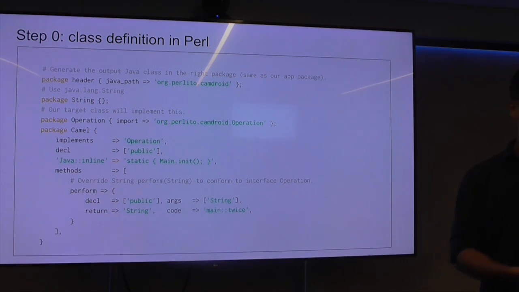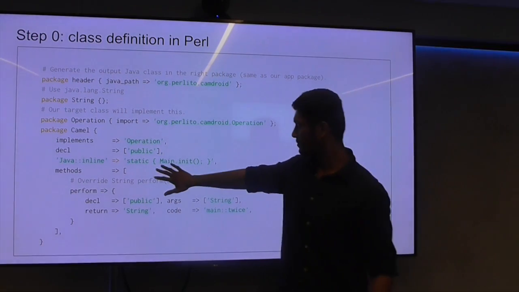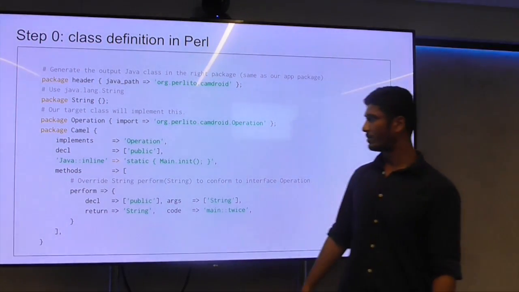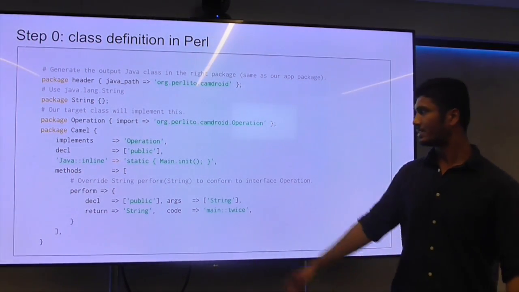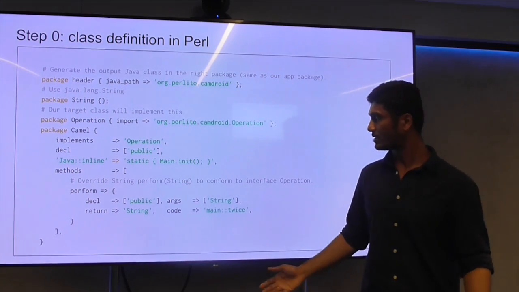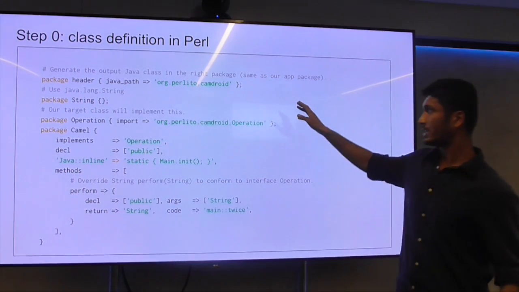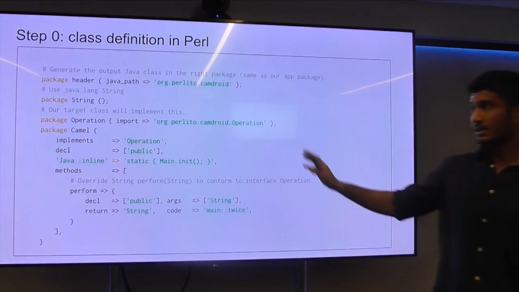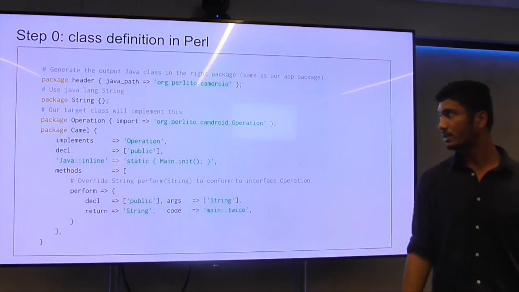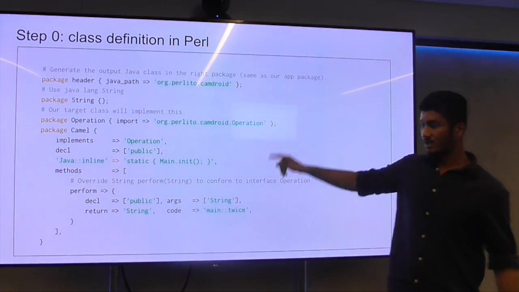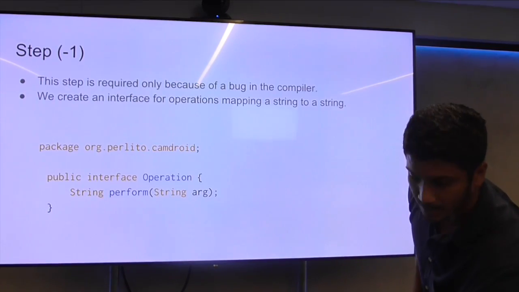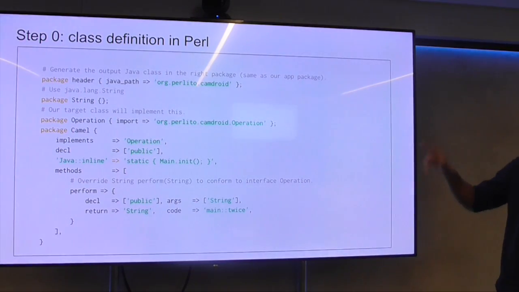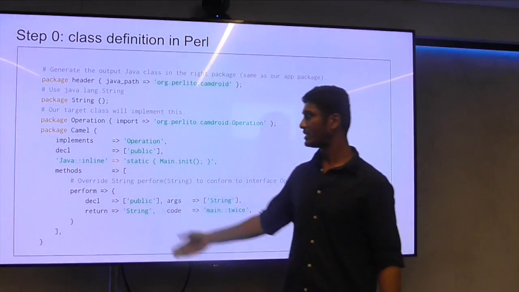If you remember from Flavio's talk, this is valid Perl syntax, but Perl will do nothing because it's just a hash; it doesn't mean anything to Perl. The first line basically says that a generated Java class on Android should belong to that package. Second line says we use java.lang.String. The third line, we are importing the interface that we just defined in Java into Perl, and the rest is the specification of our class, which I choose to call camel.